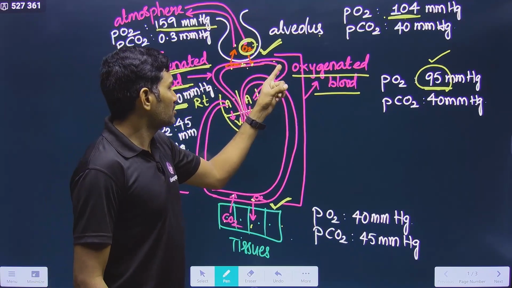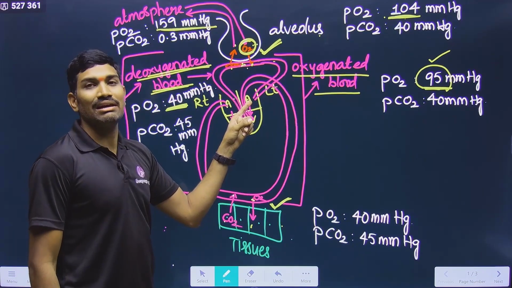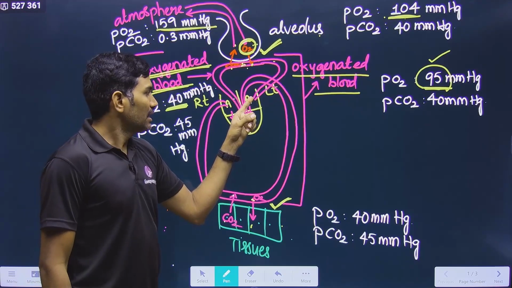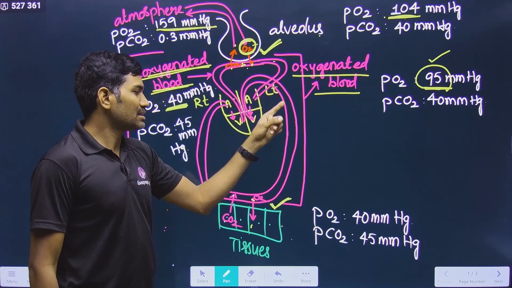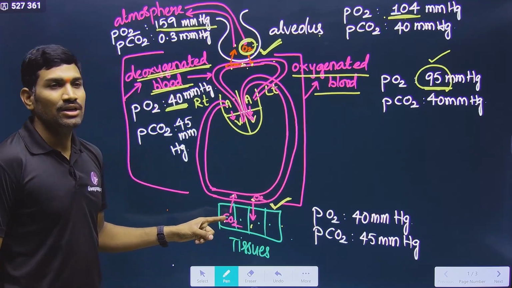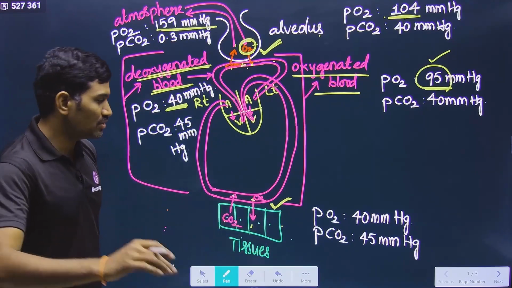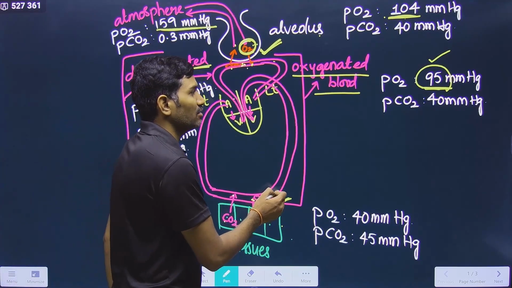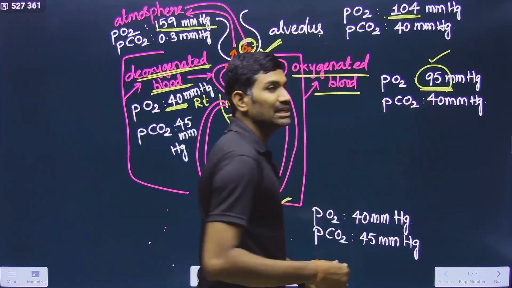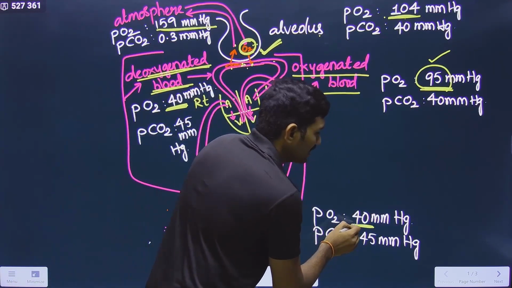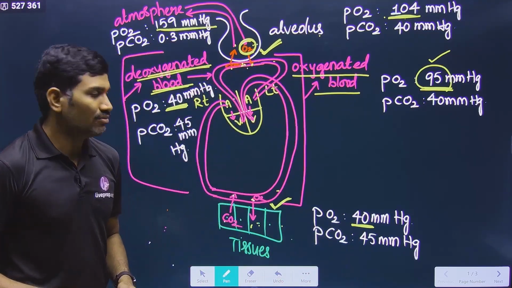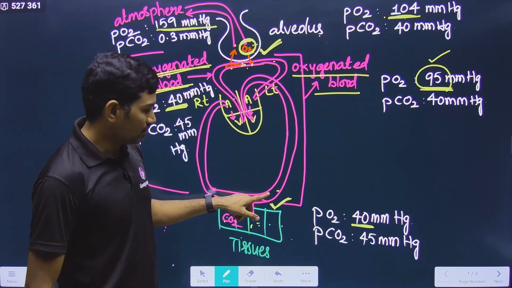And this oxygenated blood first goes to the left atrium of the heart, and from there it goes to the left ventricle, and from the left ventricle it is supplied to the entire body. So when it is going to the tissues, observe carefully. This is the oxygenated blood. What is its partial pressure? 95 mmHg. But within the tissues, what is the partial pressure of oxygen? It is just 40 mmHg. Here it is 95, here it is 40.